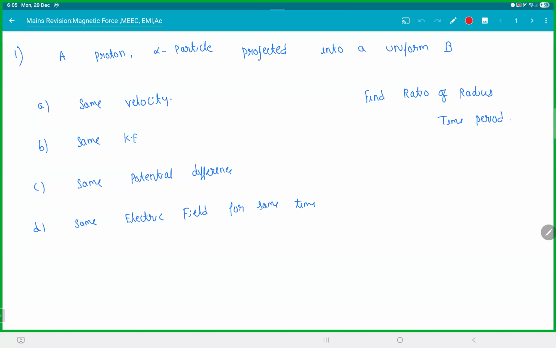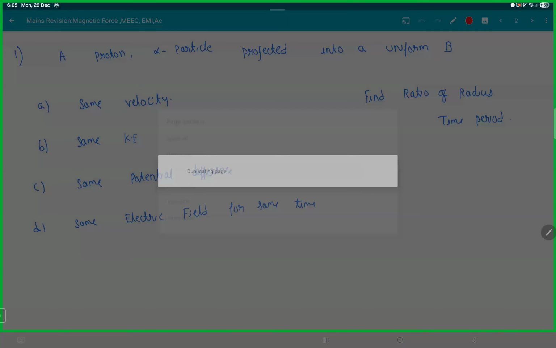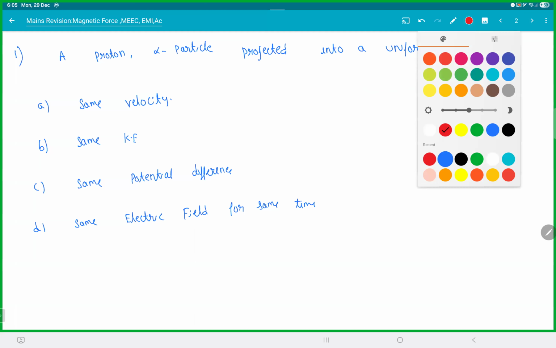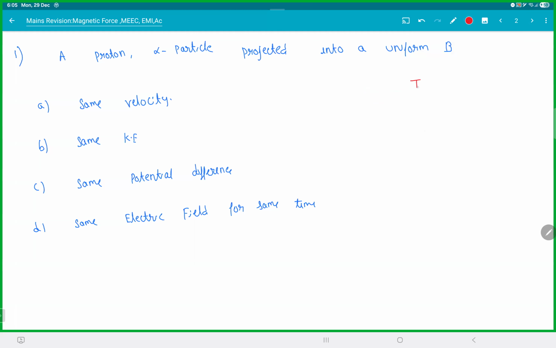Let's see. First thing, the time period T is 2 pi m by qB. So time period is proportional to mass by q. So time period of proton by time period of alpha: the proton's mass is 1 by 1, alpha's mass is 4 by 2. This is the same for all cases. It doesn't matter what the case is, whatever you do, this is the time period. So time period does not change with the velocity or anything. It depends only on mass and q.